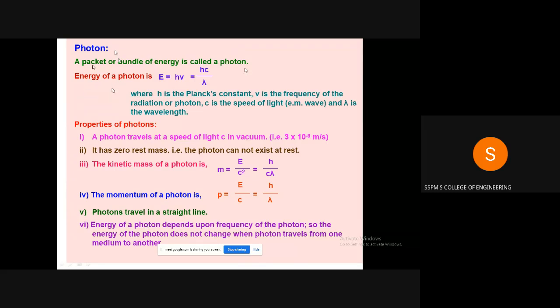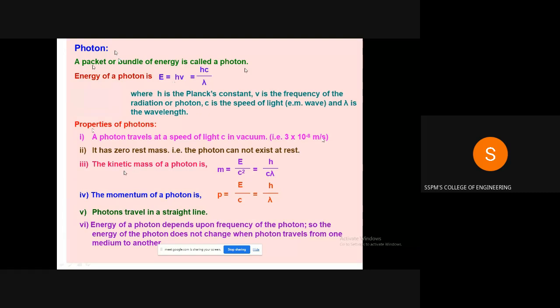That is the famous Planck's equation, where h is Planck's constant, nu is the frequency of the radiation or photon, c is the speed of light, and lambda is the wavelength. E equals h nu. Then what are the properties of photons? A photon travels at the speed of light c. What is the value of c? c is 3 into 10 raised to 8 meter per second. It has zero rest mass, that is, a photon cannot exist at rest.